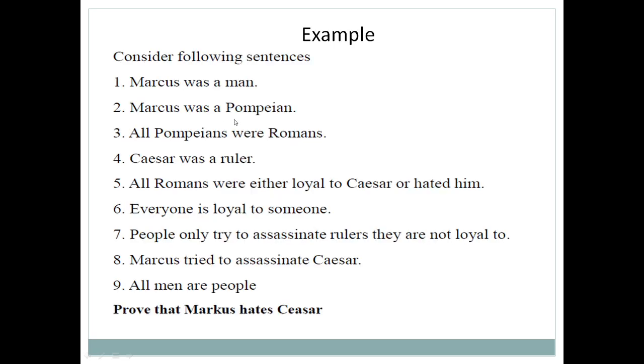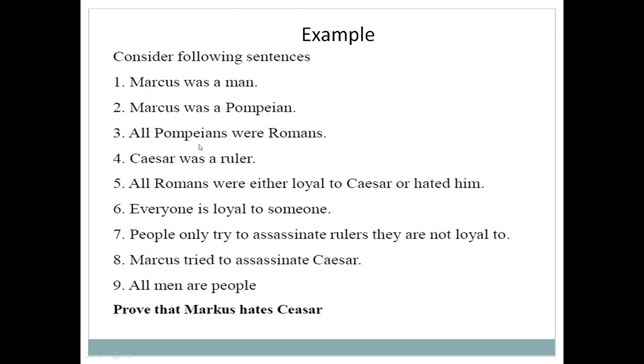And we understand that we cannot represent the tense in case of predicate logic. Suppose here we can write Marcus is a man, then again it is same. Suppose we have written Marcus is a Pompey, then also its predicate logic is same, because predicate logic is not able to represent the tense of a given statement.